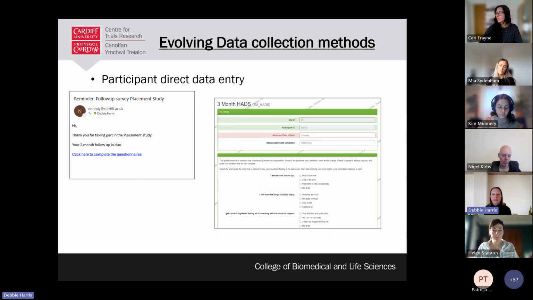Participants do not see any other data from themselves or other participants, and once the forms have been submitted, the link is disabled. And this has now become a standard feature of our in-house databases for studies that would like to use this functionality.